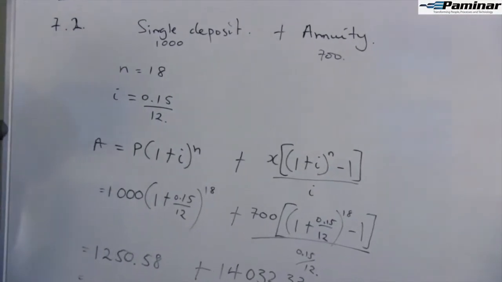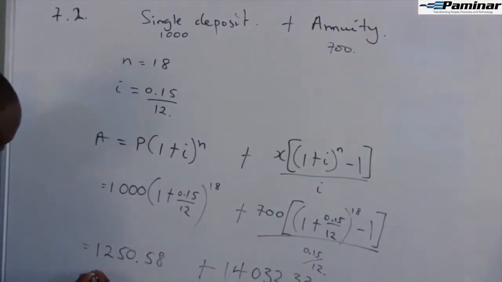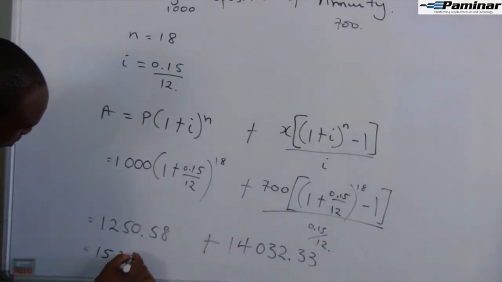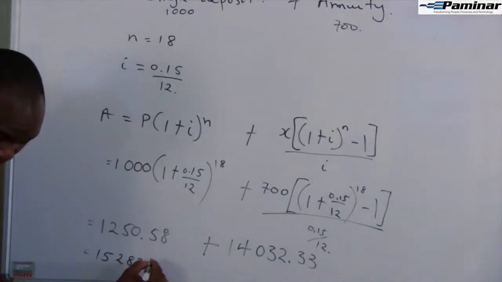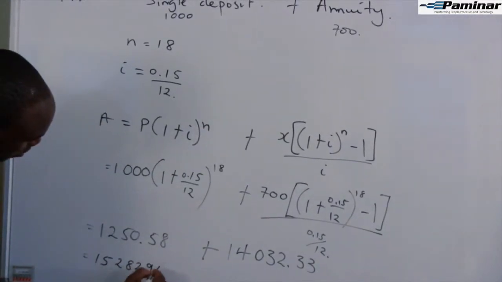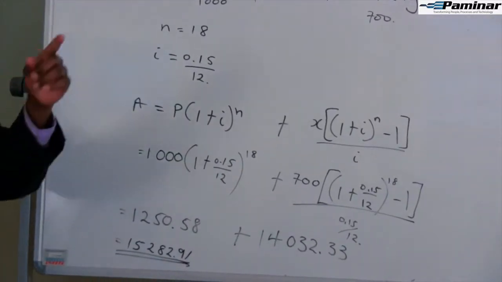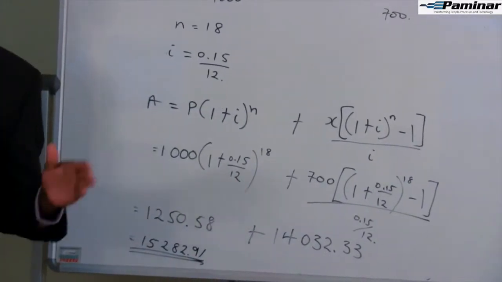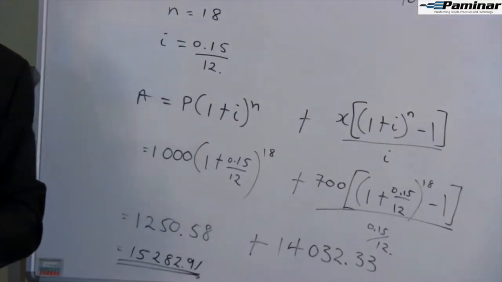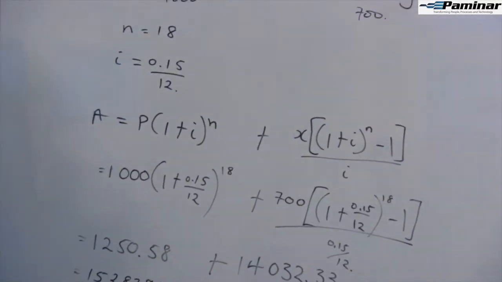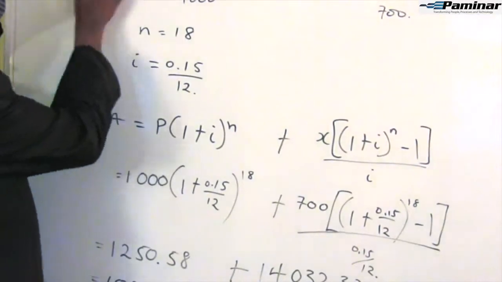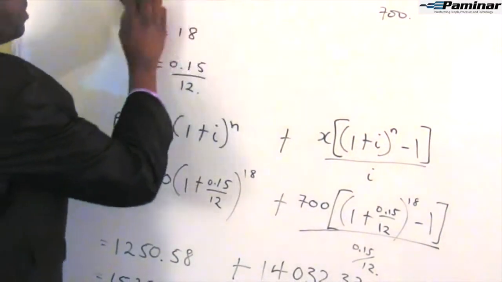Alright, so the total there will be 1528.91. Done. So that is the amount that should be in your savings account immediately after the last deposit is made. Is it clear? Now let's do question 8.